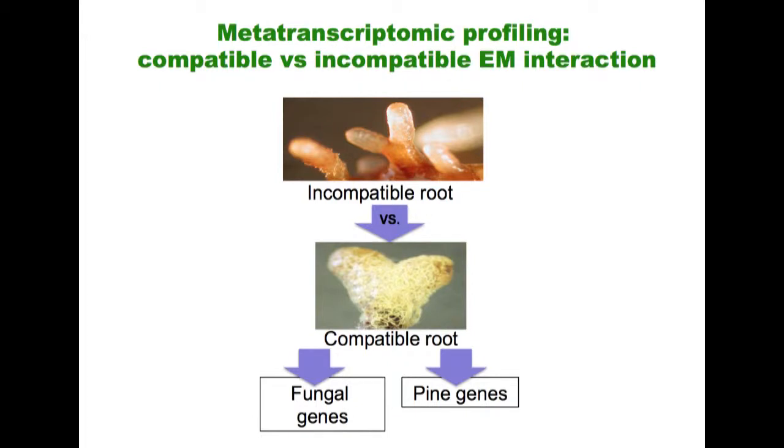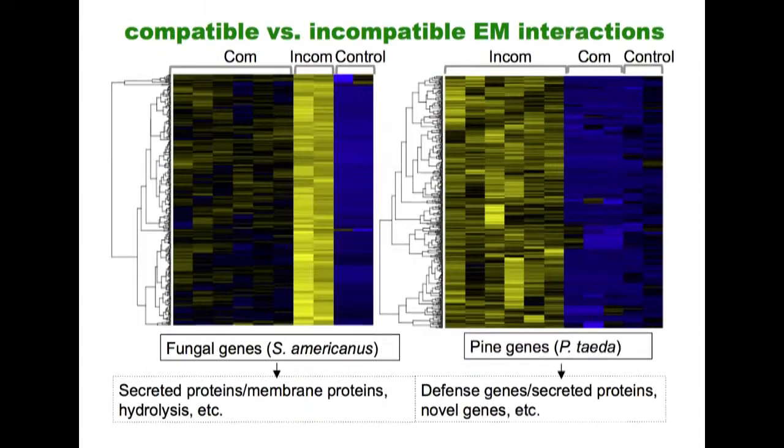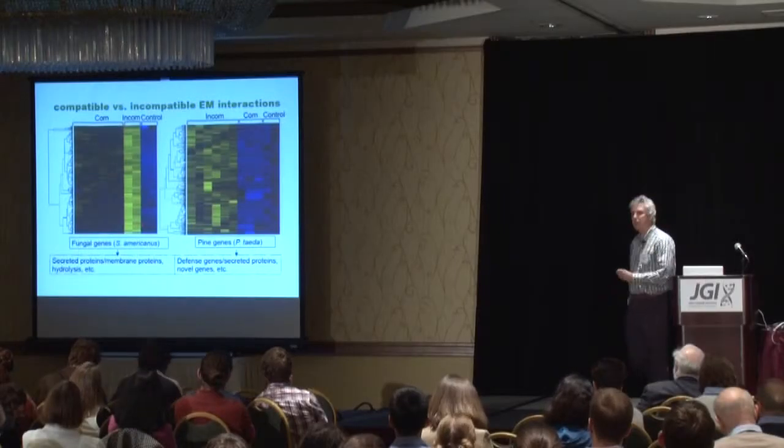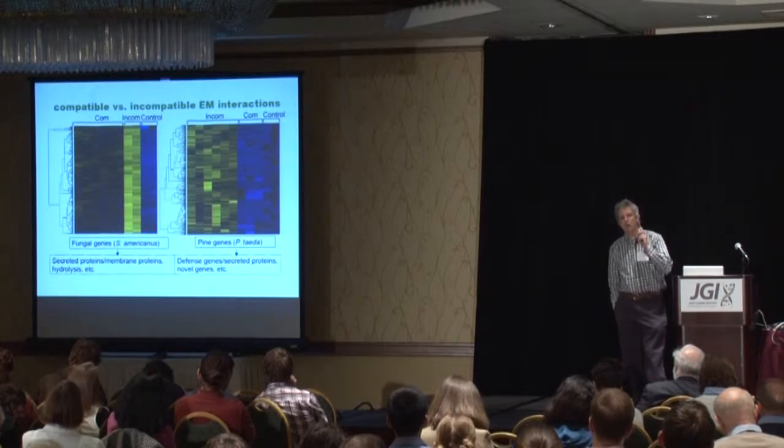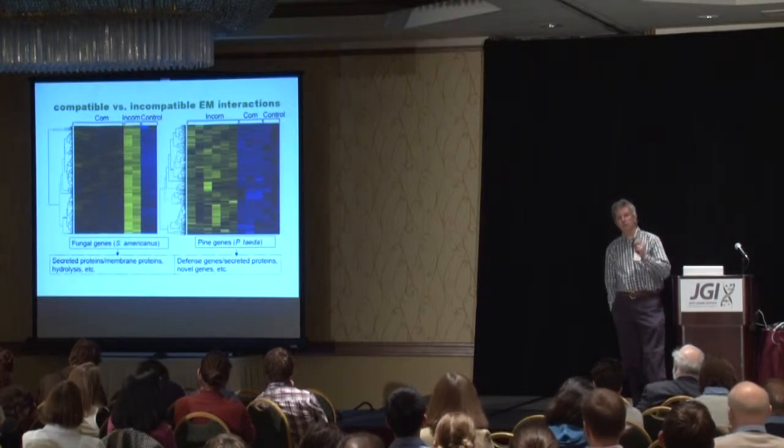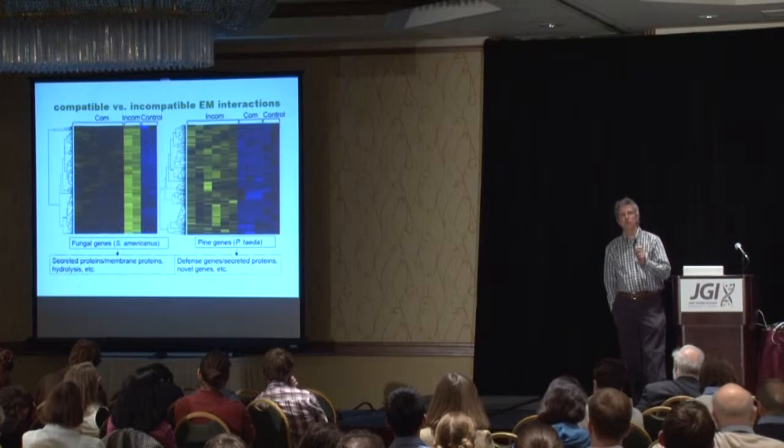Another contrast, very interesting contrast, is what happens when you have compatible versus incompatible pairs of mycorrhizal symbionts. And as you can see here, there's a whole array of genes that are turned on in the incompatible response in both the fungus and in pines. And in this case, all of those transcripts map to known genes of known function that are associated with very particular responses.